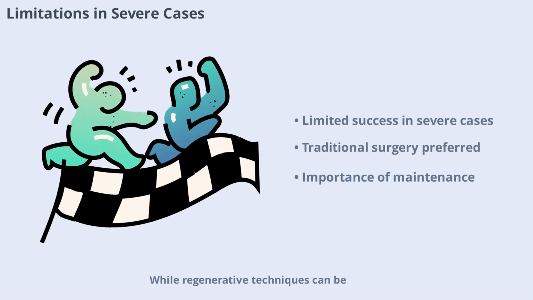While regenerative techniques can be effective for Grade 2 furcation involvement, their success in Grade 3 and Grade 4 cases is limited. The complexity of the defect and the extent of tissue loss make regeneration challenging. In these situations, traditional surgical approaches like root resection or separation remain the primary options. It's important for both clinicians and patients to have realistic expectations regarding outcomes and to focus on maintaining oral hygiene and regular follow-up care to preserve the remaining tooth structure.